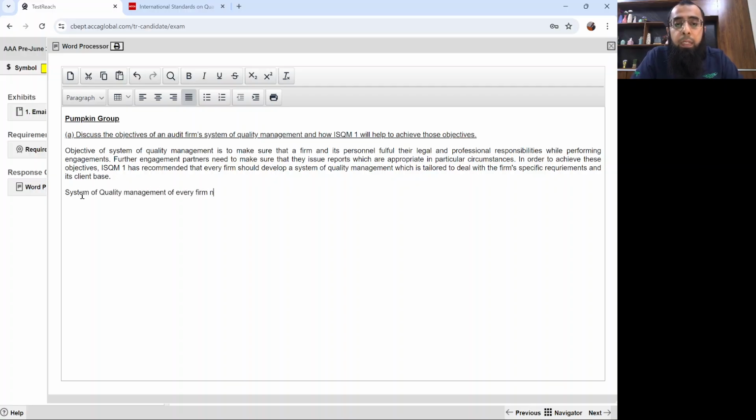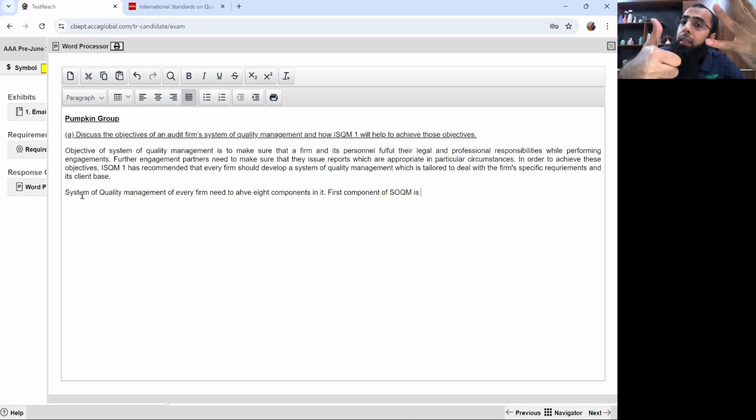The system of quality management of every firm needs to have 8 components in it. Now what are these 8 components? Number 1, risk assessment. Number 2, governance and leadership. Number 3, ethical requirements. Number 4, client acceptance. Number 5, engagement performance. Number 6, resources. Number 7, information and communication. And number 8 is monitoring and remediation. So you need to learn these things. It's very rare that you get such things. You need to have these 8 headings in your mind and a thorough reading of the article. If you have watched my lecture of ISQM1, you must have this concept very clear in your mind.